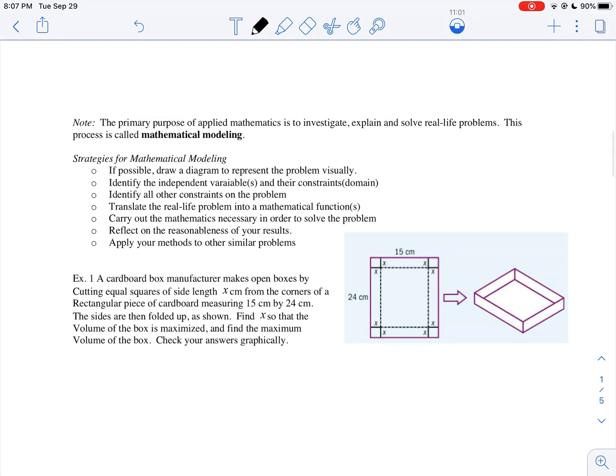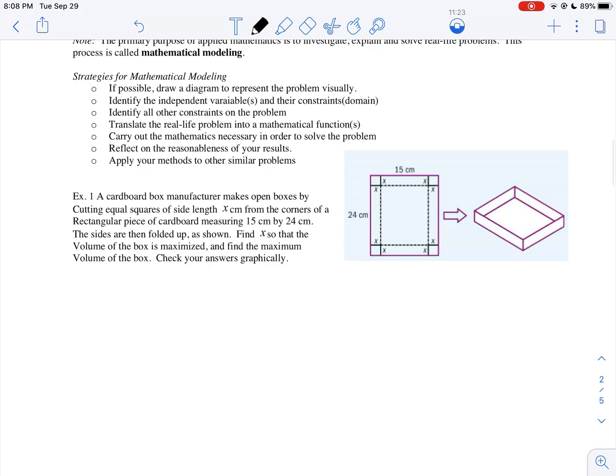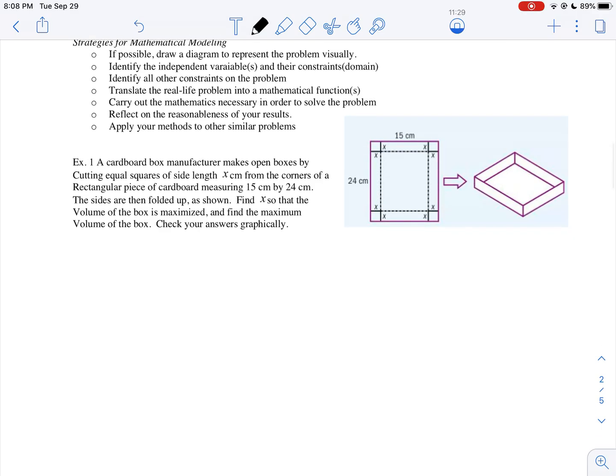Here are some strategies for mathematical modeling. If possible, draw a diagram to represent the problem visually. Identify the independent variable or variables and their constraints, the domain. Identify all other constraints on the problem. Translate the real-life problem into a mathematical function or functions. Carry out the mathematics necessary in order to solve the problem. Reflect on the reasonableness of your results, and then apply your methods to other similar problems.